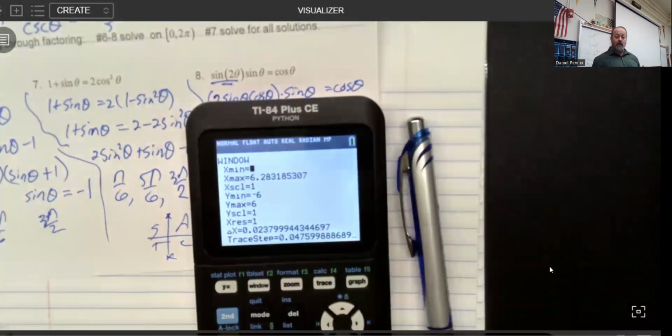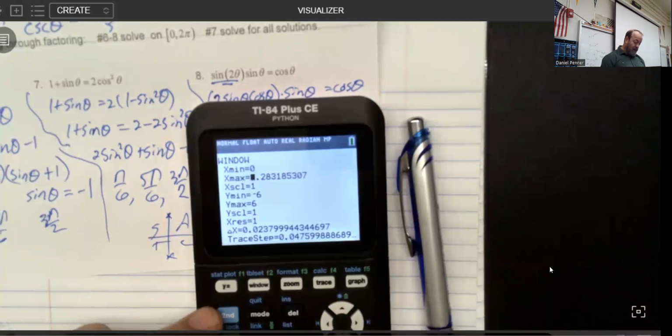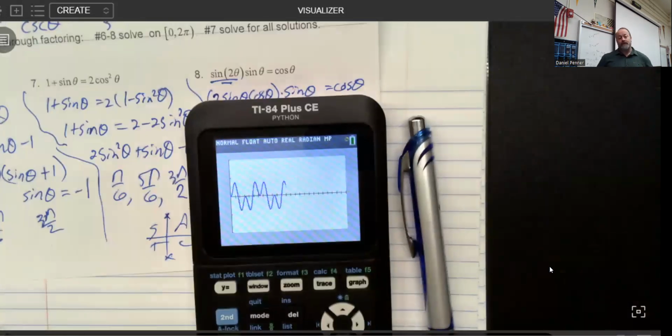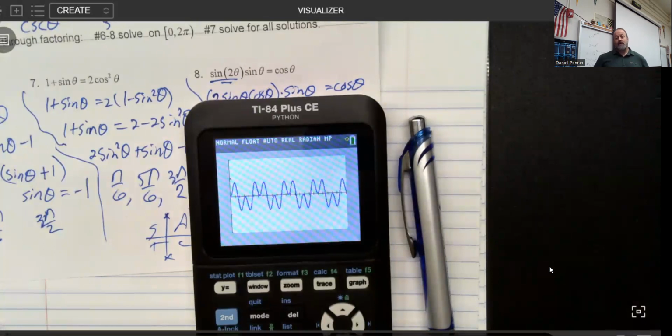Window-wise, we just said, let's go ahead and find out from 0 to 2 pi. And some of you have been asking why only 0 to 2 pi. Well, remember, if we let this thing go on and on, let's let it go for maybe -2 to 2, because sine waves only go up and down between 1 and -1. But this is what the graph looks like. It's a weird looking graph, but it's going to do this for all eternity.